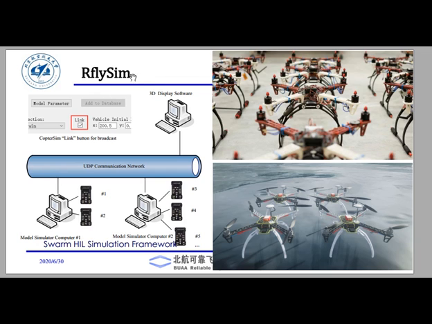For rflysim, these pictures present some samples of the following experiments. So we can use a swarm hardware in the loop simulation framework, where several multicopters are connected to a computer, and these computers are connected with a network. This network uses a protocol called UDP. These things we will see in the future.